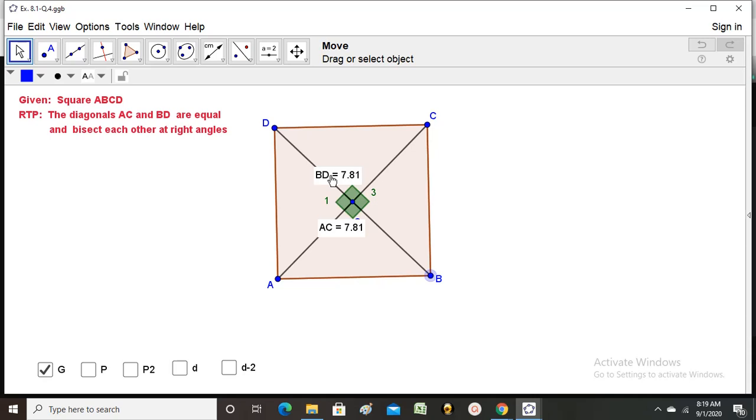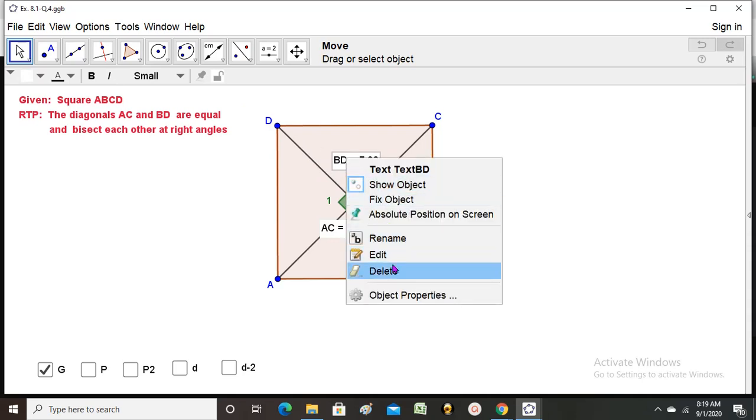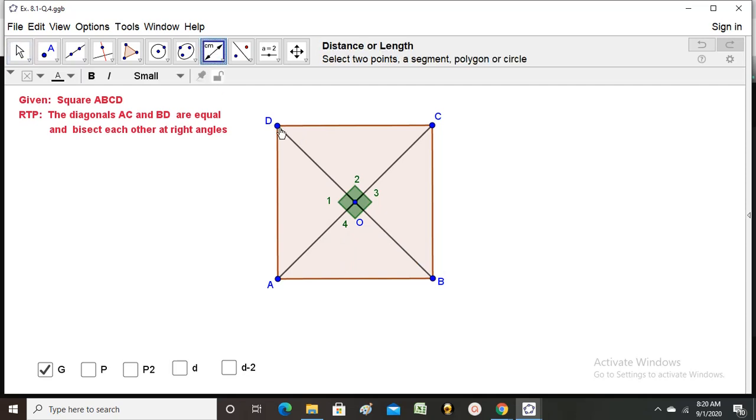How do you understand the bisection? To understand bisection, we have to find out the measure of BD at this point and this point, and check whether these two parts are equal or not. I am going to delete all these things now. I want to check the distance: DO is 3.96 and OB is also 3.96. That means it is bisected by AC.